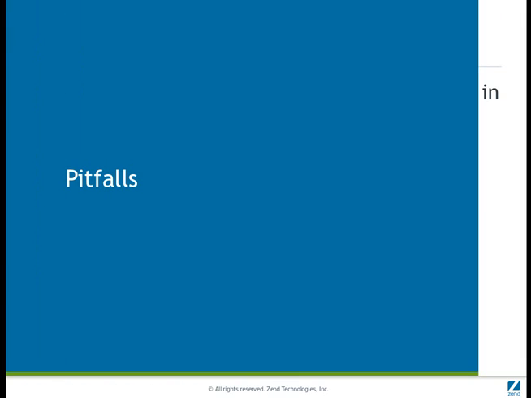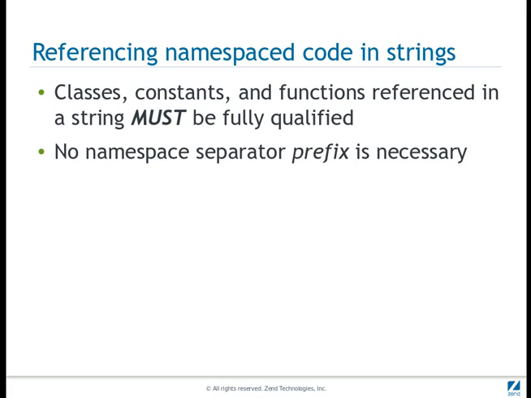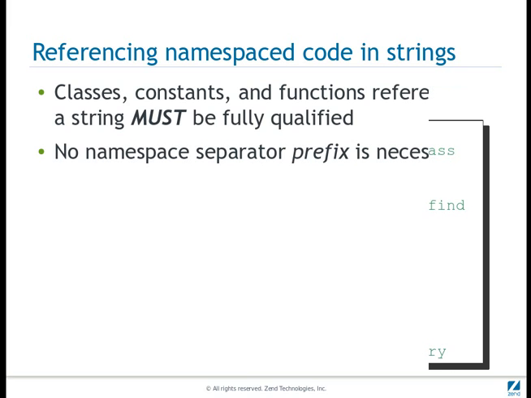Now, no technology is without its pitfalls. I can't think of any technology that doesn't have pitfalls, and namespaces are certainly prone to their own. You can reference namespace code within strings. The problem here is that classes, constants, and functions referenced in a string have to be fully qualified. You don't need to prefix with a namespace separator to fully qualify them. They're just assumed to be fully qualified.